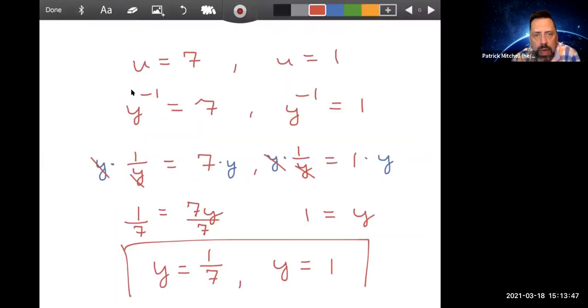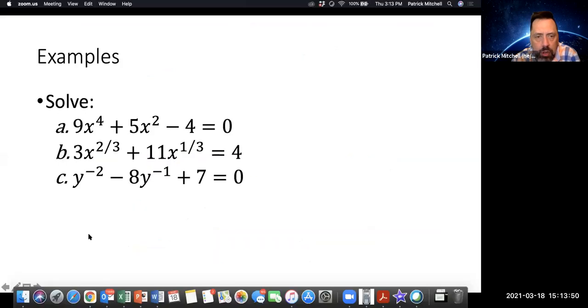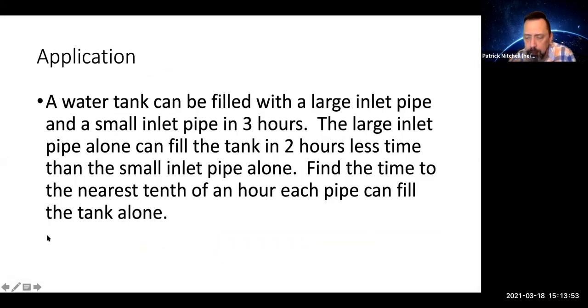All right, so let's go back to the presentation so I can show you this one application problem, which will also give us a slightly different quadratic in form equation. All right, does this kind of problem sound familiar? A water tank can be filled with a large inlet pipe and a small inlet pipe in 3 hours. The large inlet pipe alone can fill the tank in 2 hours less time than the small inlet pipe alone. Find the time to the nearest tenth of an hour each pipe can fill the tank alone.